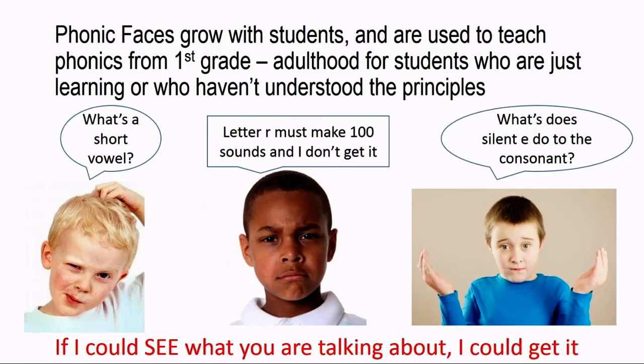Okay, so as you start in first grade and on up through the grade levels, you start having these very confusing concepts like, what is a short vowel? Letter R must make 100 different sounds, and I don't get it. One time it's making this sound, and then it makes that sound. I don't get it. What does the silent E do to the consonant? And I've just heard, if I could see what you're talking about, I could get it. This comment, what does the silent E do to the consonant?